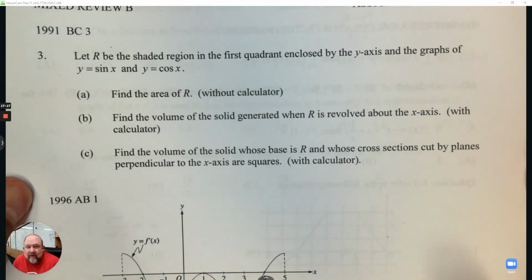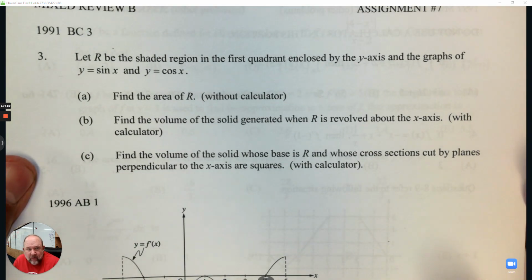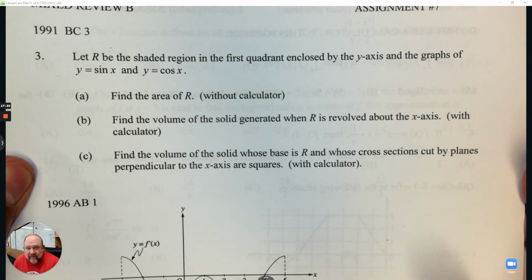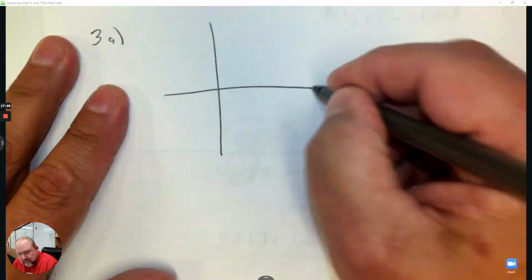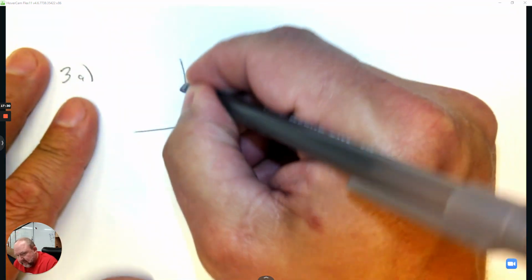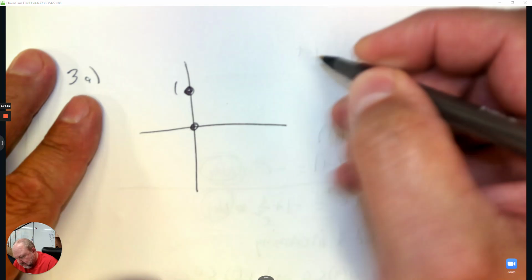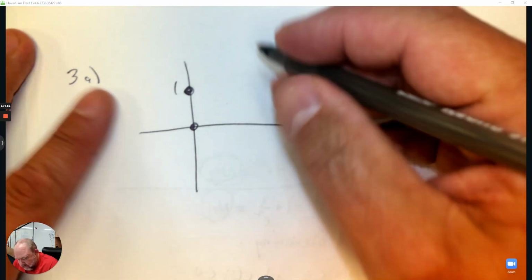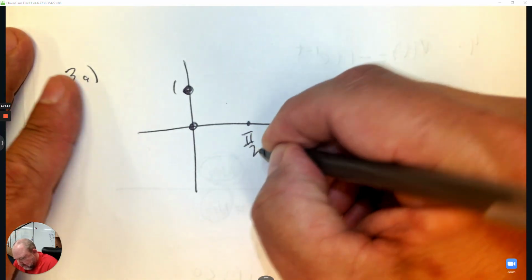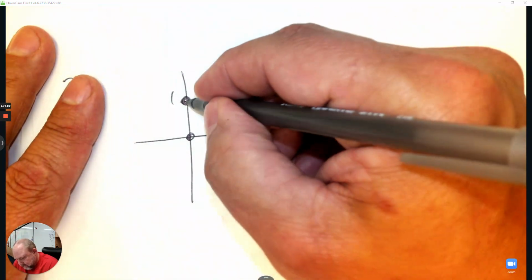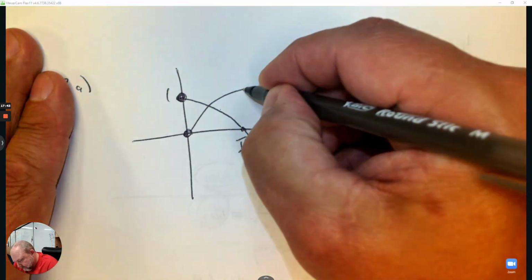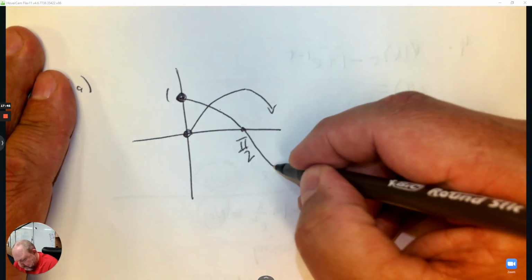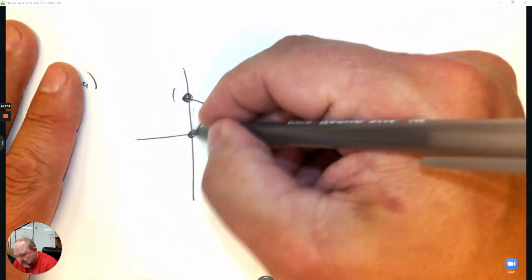Let R be the shaded region in the first quadrant enclosed by the y-axis and the graphs of sine and cosine. I feel like we've done this one before. Good practice. Cosine starts at 1. Sine starts here and goes to pi over 2. Kind of keeps going. In terms of what's happening, it's this shaded area here.